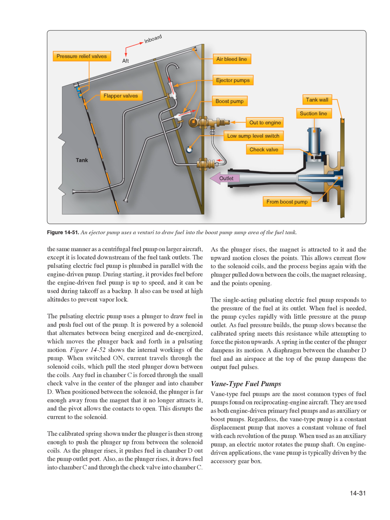Vane-type fuel pumps. Vane-type fuel pumps are the most common types of fuel pumps found on reciprocating engine aircraft. They are used as both engine-driven primary fuel pumps and as auxiliary or boost pumps. Regardless, the vane-type pump is a constant displacement pump that moves a constant volume of fuel with each revolution of the pump. When used as an auxiliary pump, an electric motor rotates the pump shaft.